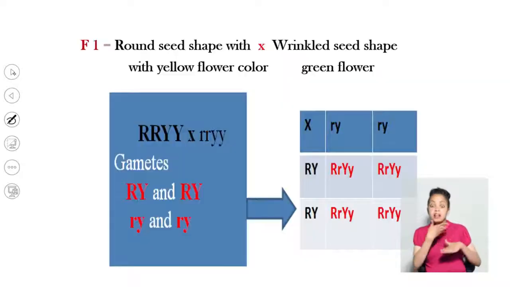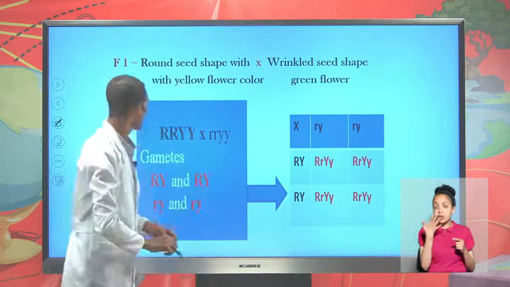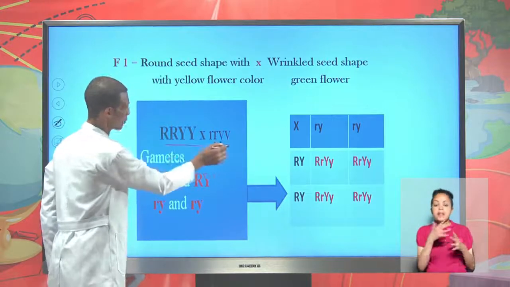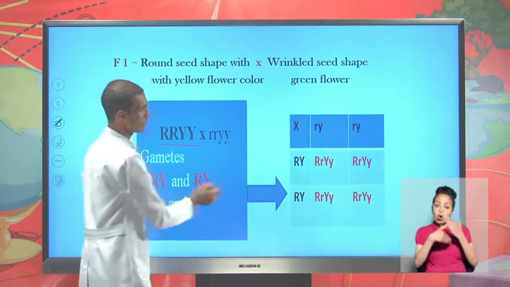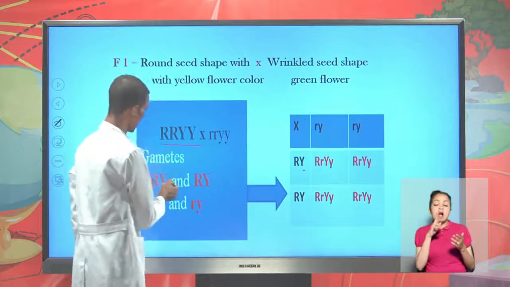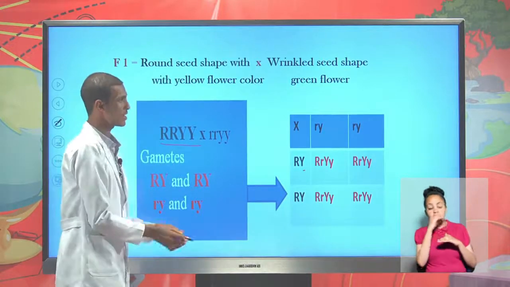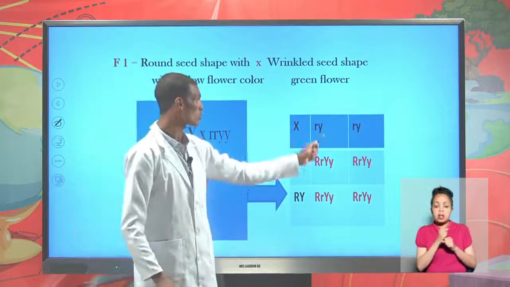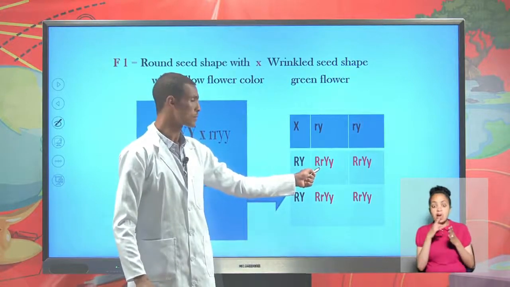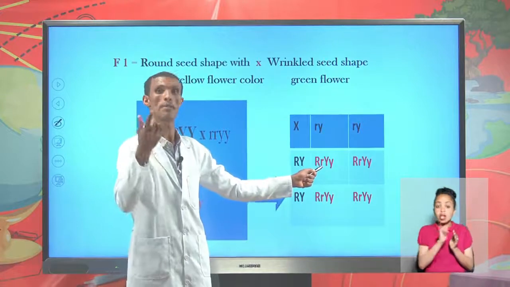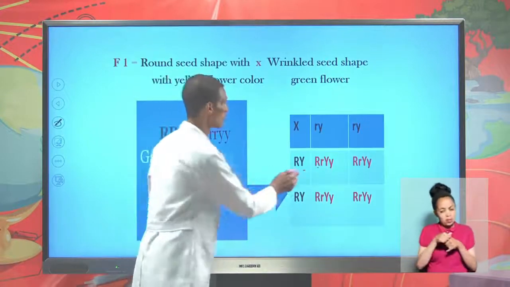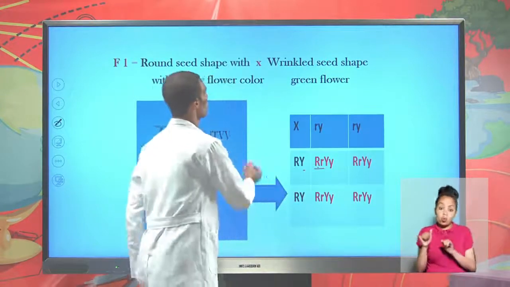Then round seed shape with that of wrinkled seed shape, and again yellow flower color with that of green flower color here. Then again, if we cross this one together, all the gametes are this one, R from one gamete. I told you that one gamete is from a dominant one, and one from a recessive one. When R capital crosses R small, that is a monohybrid. Remember that for a monohybrid here.